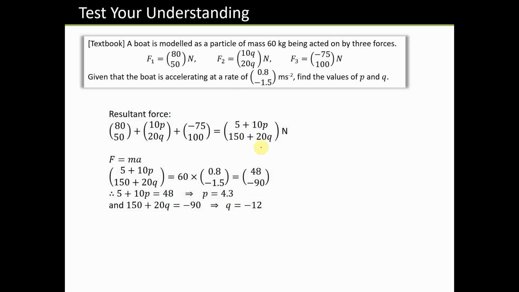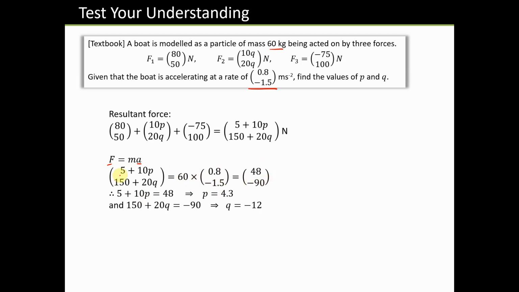When we do it, we simplify it down to 5 plus 10p i and 150 plus 20q j. We then use F equals ma. They should be underlined or bold, them vectors there. So my resultant force equals the mass, 60, times the acceleration. I can then just times this side, so 60 times 0.8 is 48, 60 times minus 1.5 is minus 90.